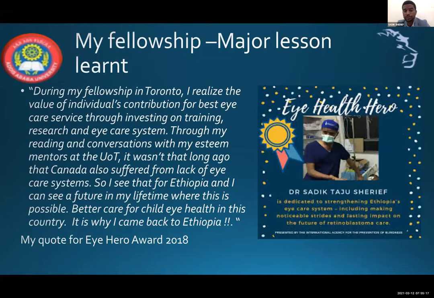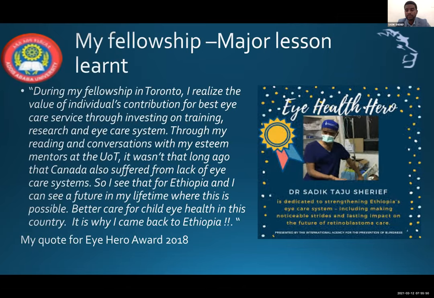During my fellowship in Toronto, I realized the value of individual contribution for best eye care service through investing on training, research, and eye care system. Through my reading and conversation with my esteemed mentors at UofT, it was not that long ago that Canada was also suffering from lack of eye care system. So one of the things that I learned besides the actual clinical things, there is a possibility that if we work hard, if we can collaborate.